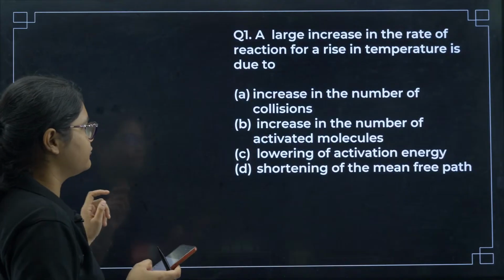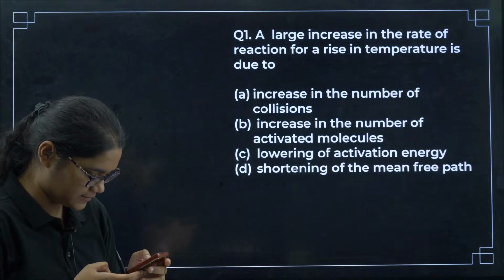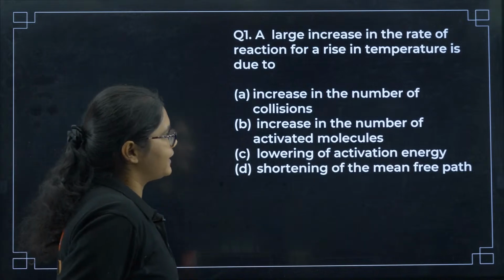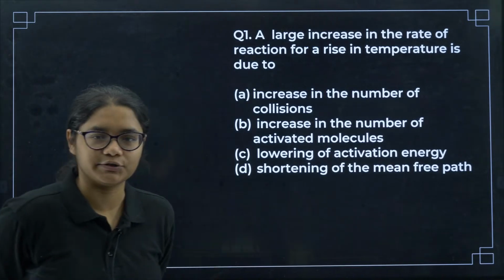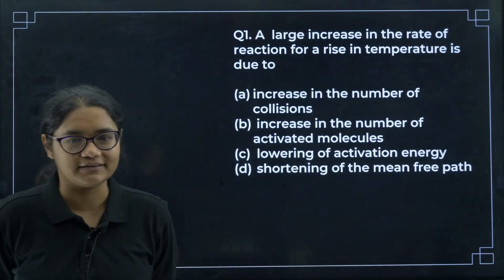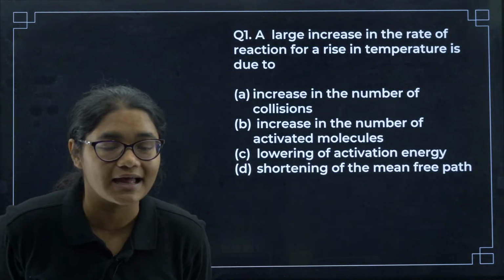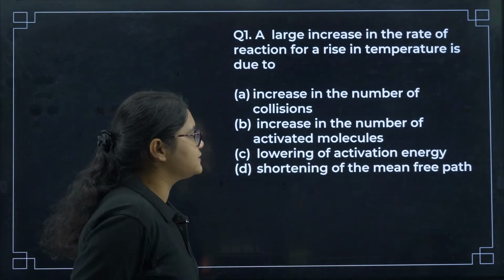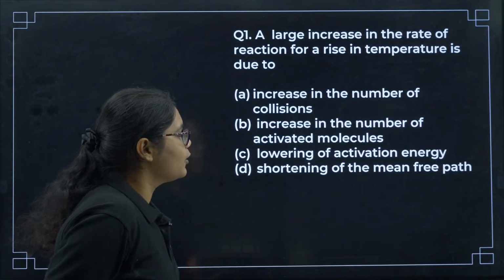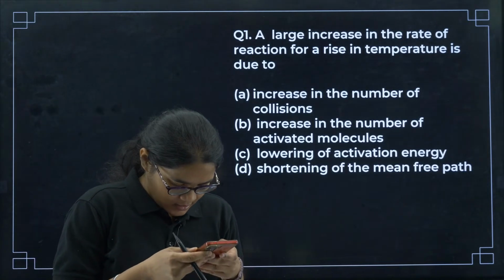Shagufta, good morning. So first question is here for everyone. Please see the question and answer this one. The question is, a large increase in the rate of a reaction for a rise in temperature is due to. So we all know that when temperature increases, the rate of the reaction increases, right? But what exactly happens when the temperature increases? That is the question. So is it increase in the number of collisions, increase in the number of activated molecules, lowering of activation energy, or shortening of the mean free path?